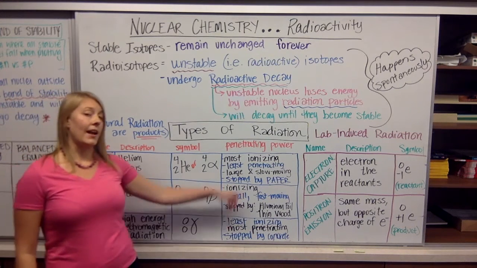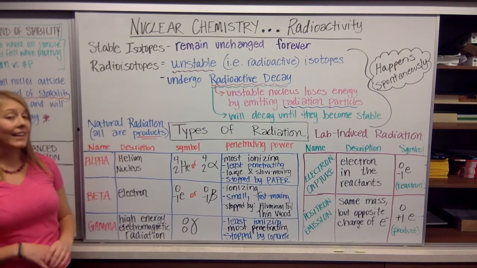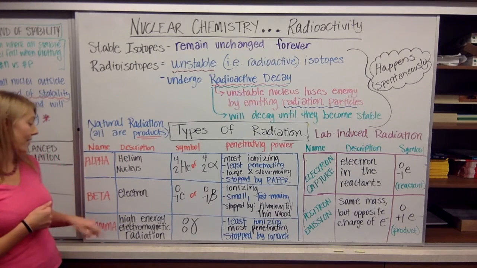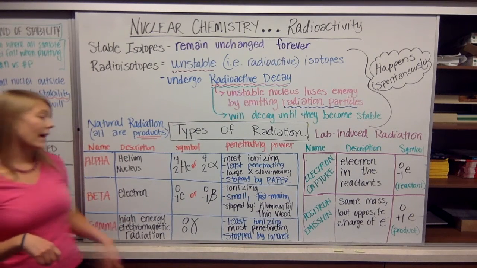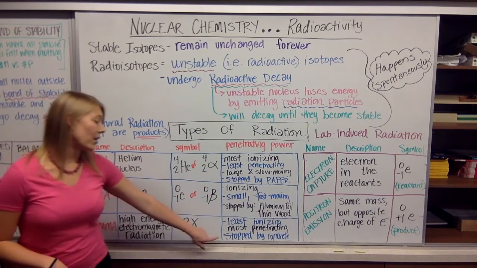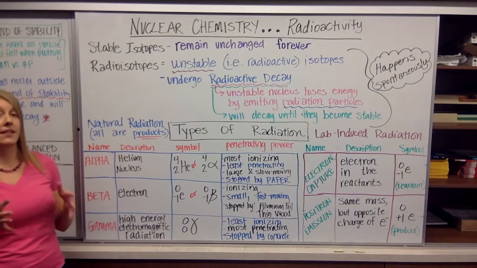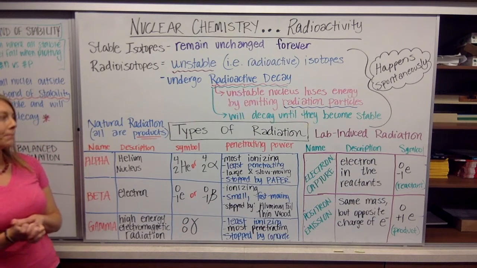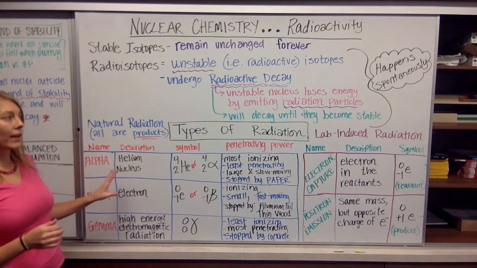Gamma is the least ionizing of all three types, but it's the most penetrating because it's so high energy. It will go right through the paper, the wood, the aluminum foil. It could finally be stopped by thick pieces of concrete or cement. So these are all of our natural radiations.